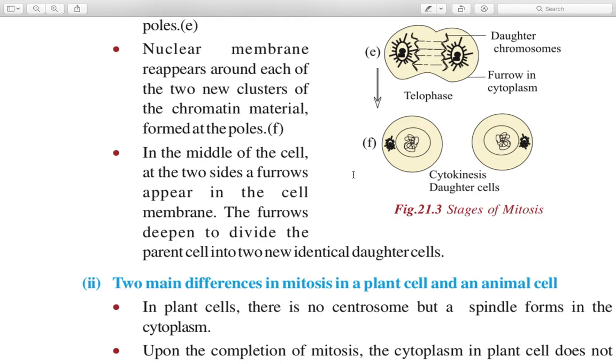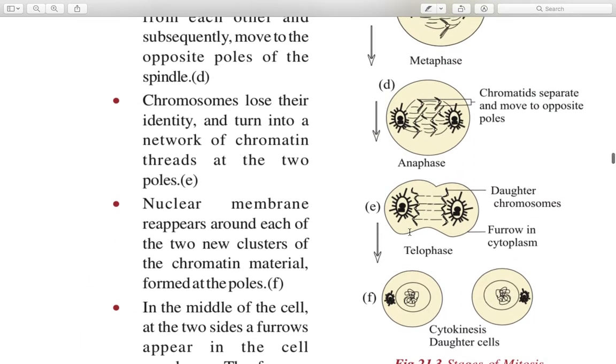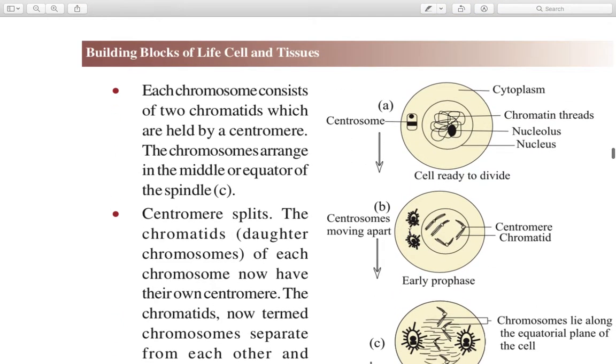In the middle of the cell, on the two sides, furrows appear in the cell membrane. Here a furrow is like a split. The furrows deepen further, as you can see here, to divide the parent cell. This is the parent cell. It is divided into two new identical daughter cells. Here finally two new identical daughter cells have been formed. So these are the steps.